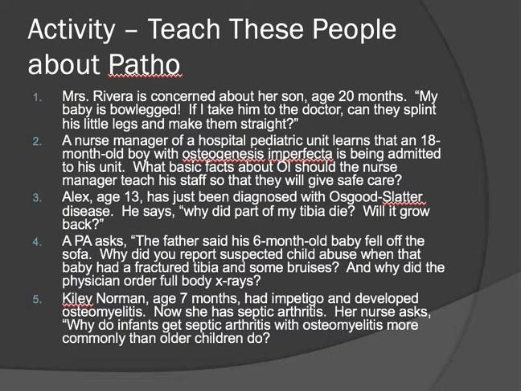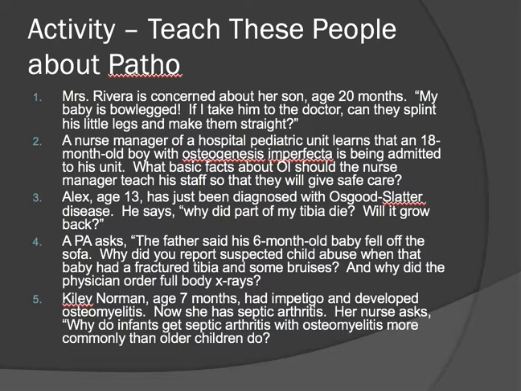All right, number 4, a PA says that a 6-month-old baby fell off the sofa. Why did you report suspected child abuse when that baby had a fractured tibia and some bruises? And why did the physician order full body x-rays? Okay, so we have a 6-month-old baby. So he's not walking yet. And if he's got a long bone fracture, I would say like 75% of the time, it is caused by child abuse.